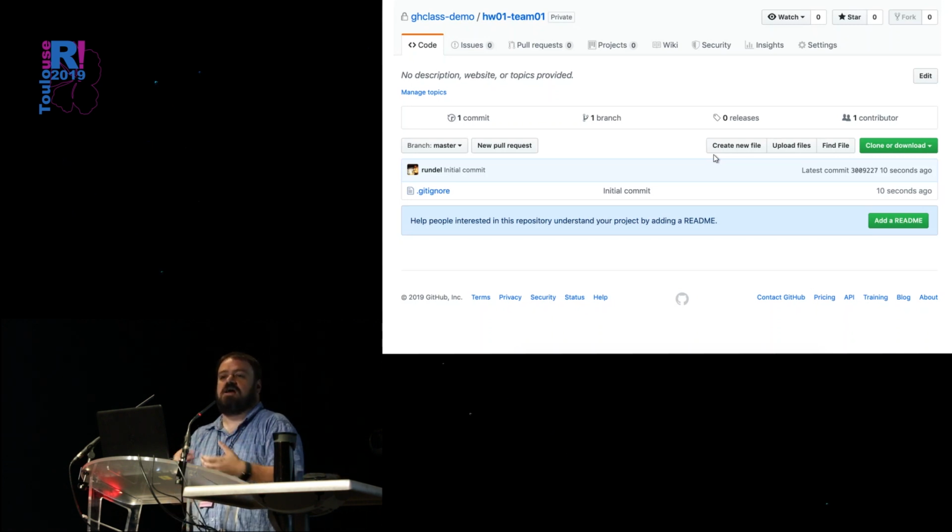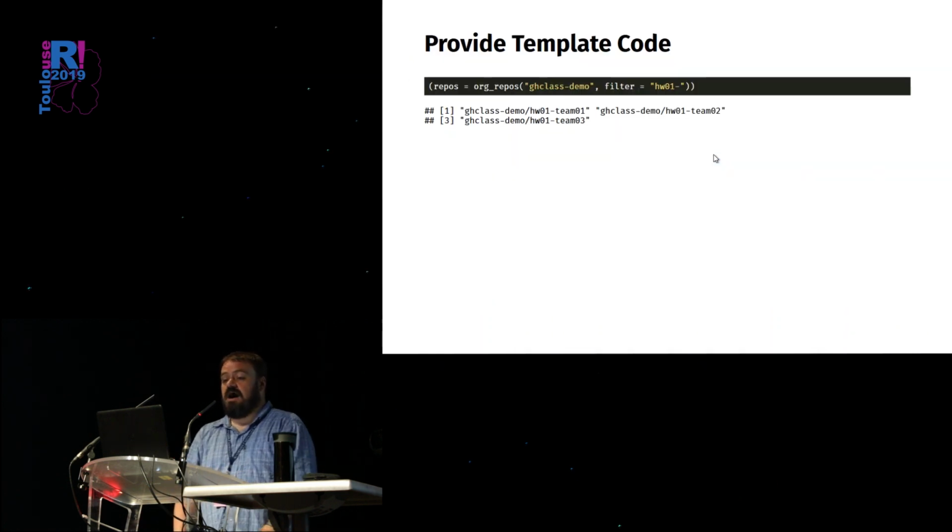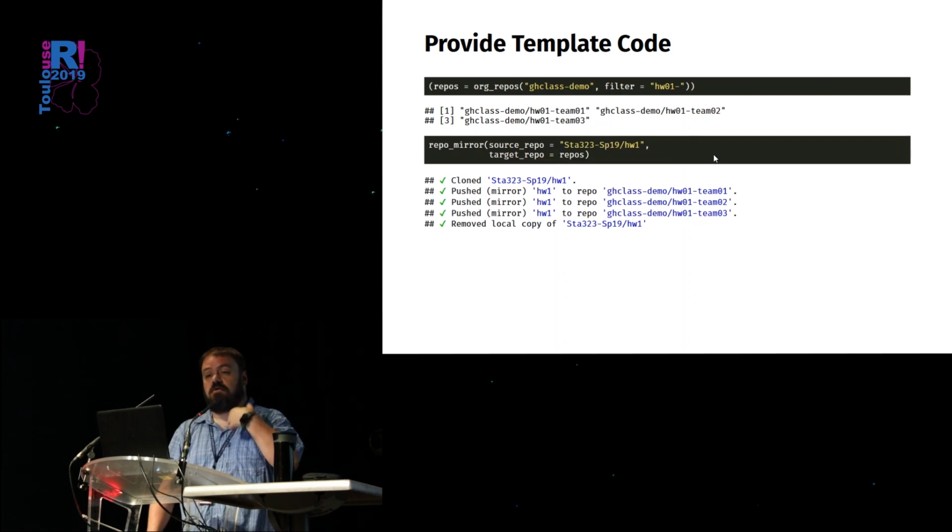So that gets us started, but again, normally I don't want to just give them an empty repository. I want to give them some starter code. I want to give them a scaffold that says, this is what I want you to do for this particular assignment. So the way that we do that is through repo mirroring.